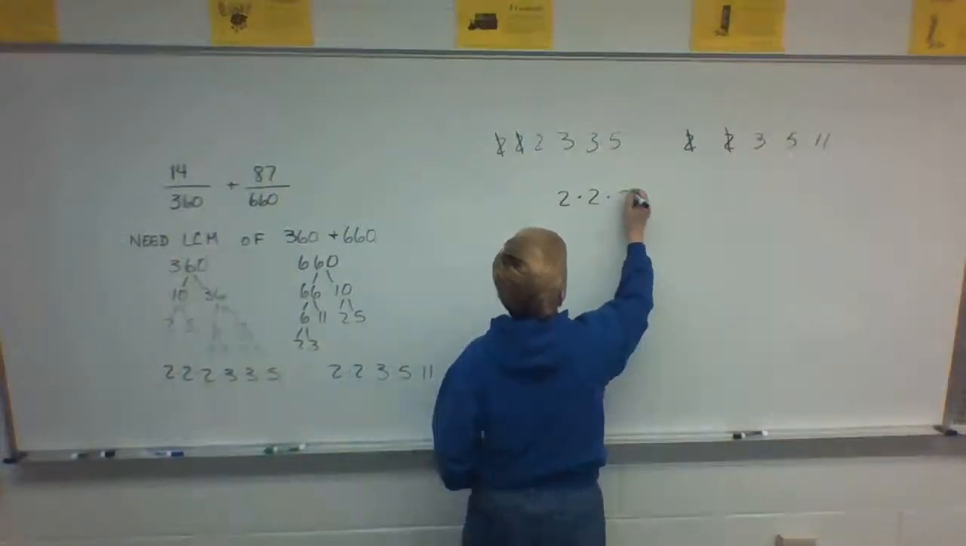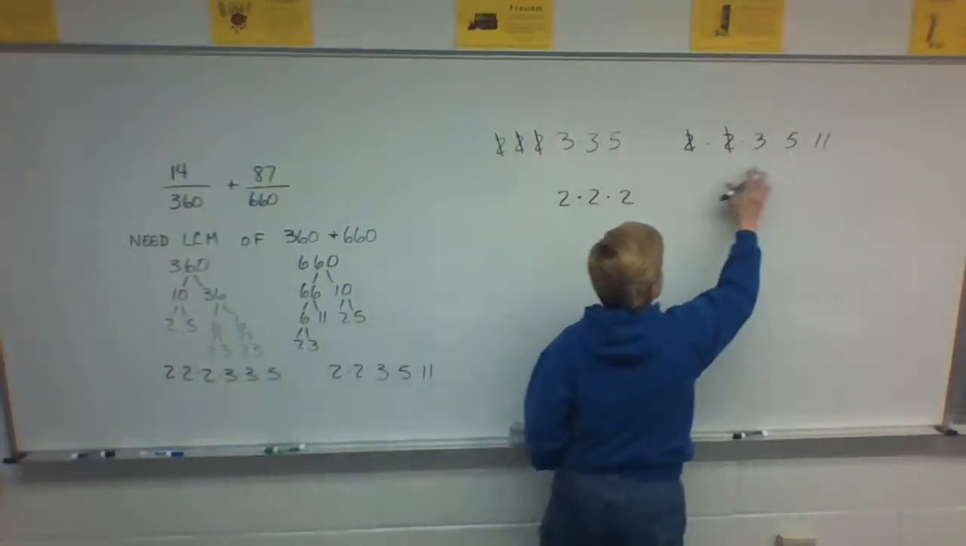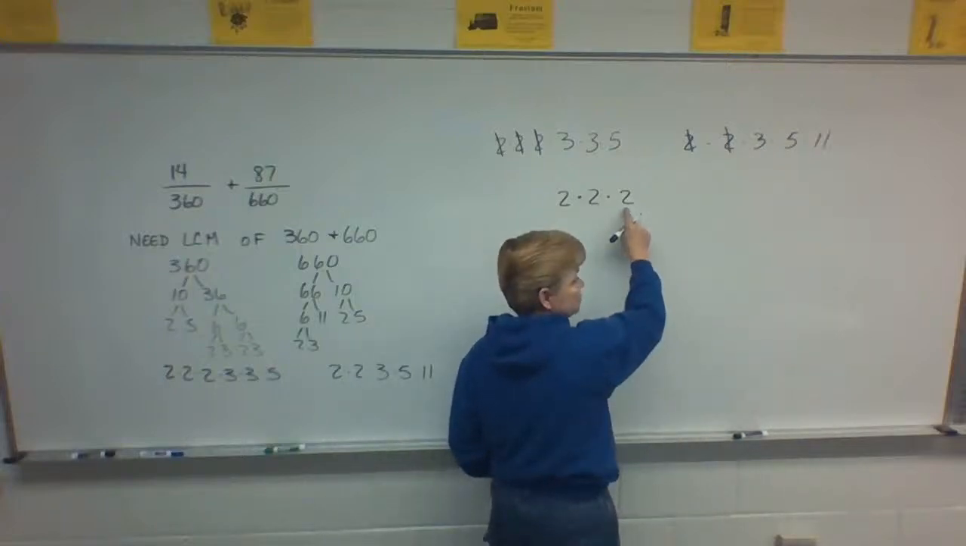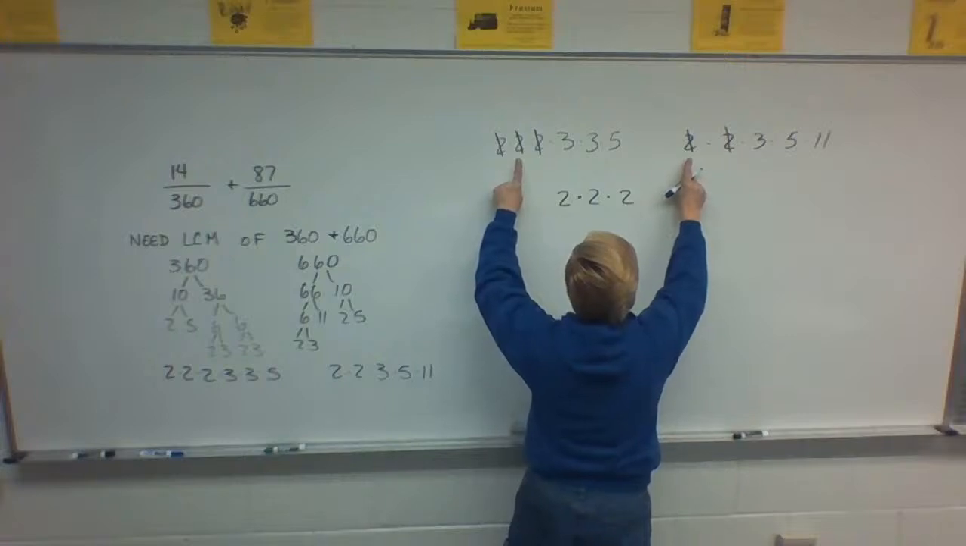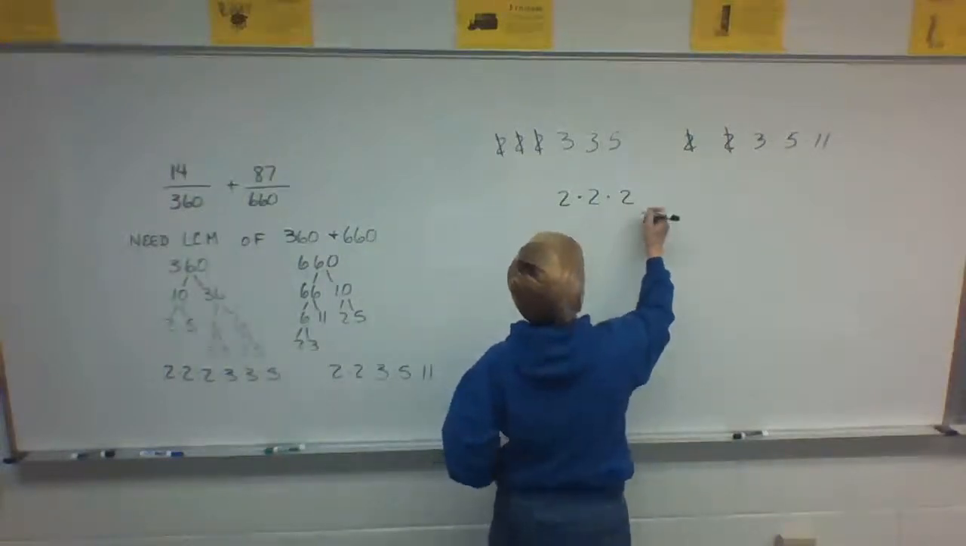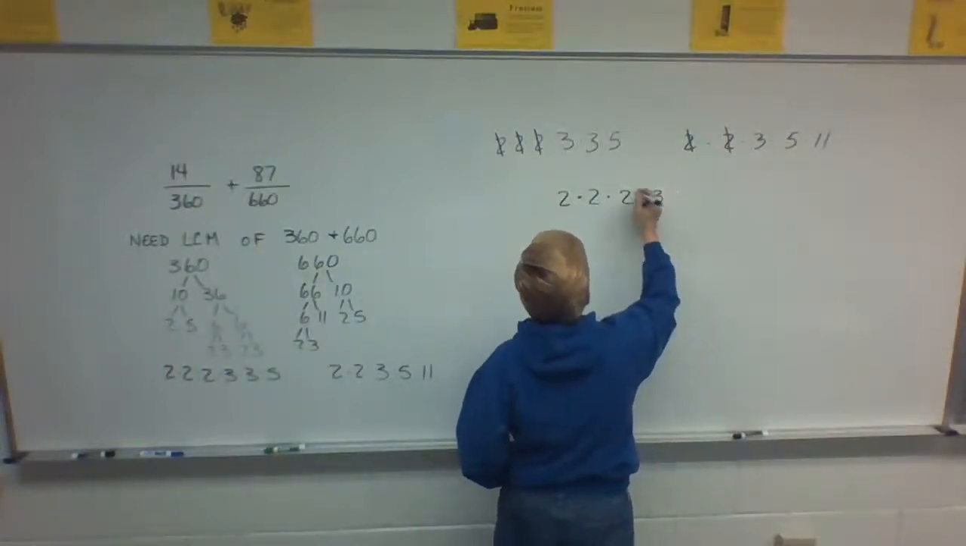Write down the next thing you see, which is a 2. Cross it out. That doesn't have one, but I'm going to need this one. If there's only one that shows up, I'm going to need it. If it shows up twice, once here and once here, I only need one of them. Next thing I see is a 3. So I write down a 3, cross that out.